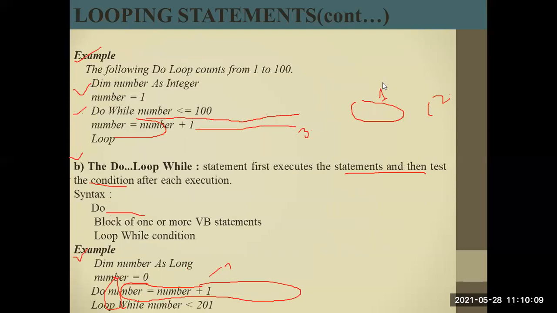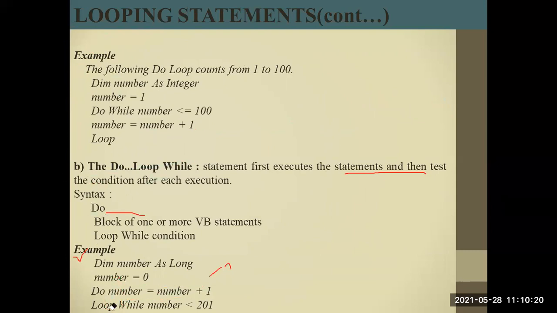Now the second type is slightly different from the first one. This is an example of a simple Do While loop. Here you can see this example.